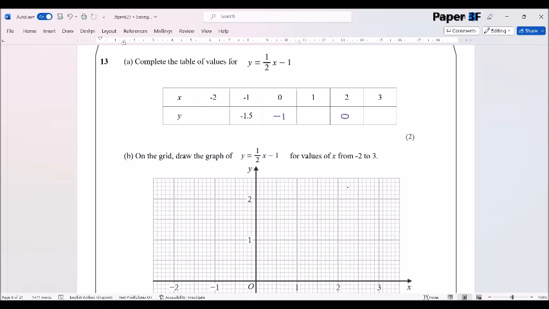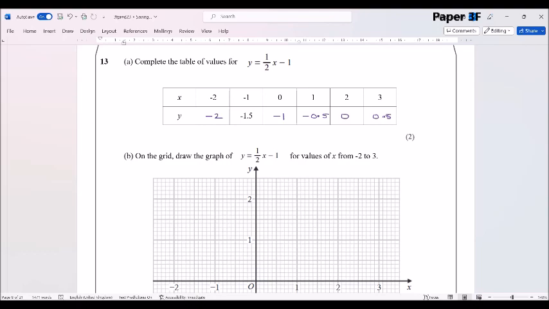Now we've got some of the slightly more difficult ones. We're going to do a half of 1, which is a half, minus 1 is minus 0.5 or negative 0.5. A half of 3 is 1.5, minus 1 is 0.5. And then finally, a half of negative 2 is negative 1. Subtract 1 is negative 2. So there's my table completed.